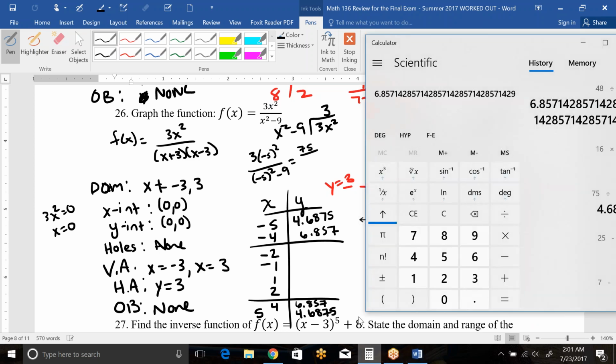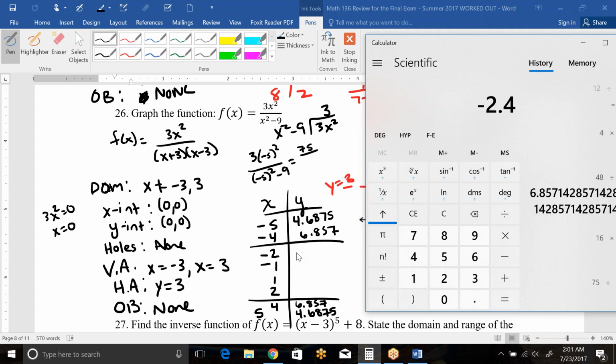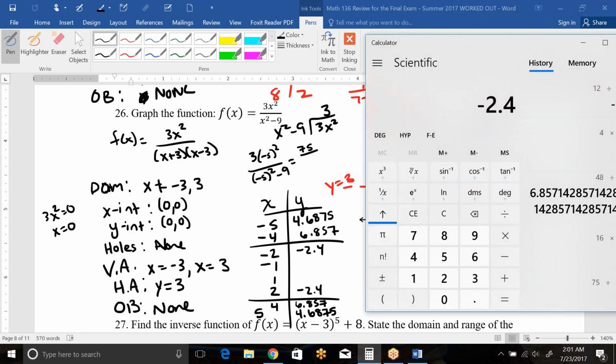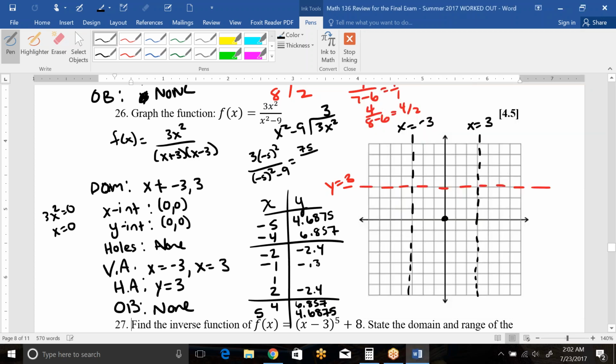Okay, so then we plug in -2. So -2 squared would be 4, times 3 is 12, divided by 4 minus 9, which would be -5. So that's -2.4, and that's going to be the same for +2. And then -1 would be 3 on top, divided by -8, -0.375.